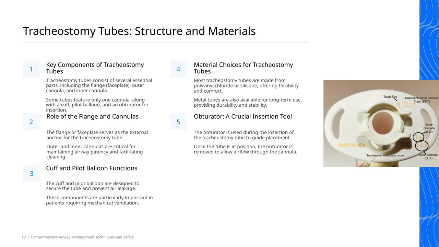Finally, the typical tracheostomy tube is composed of several parts: the flange or faceplate, outer cannula, and inner cannula. Some tubes might only have one cannula, along with a cuff, pilot balloon, and an obturator for insertion. All these components work together to ensure the tube functions properly and the patient's airway remains secure and manageable.